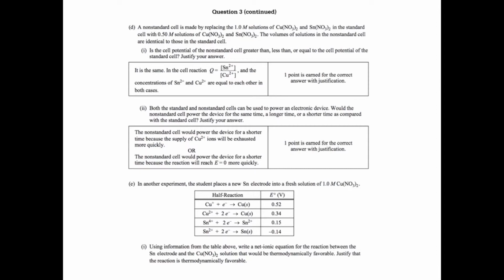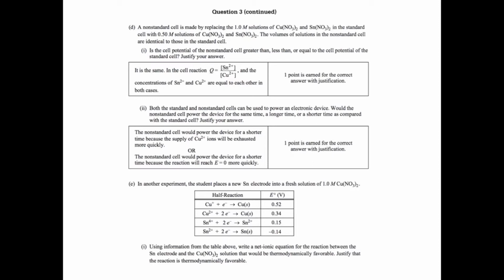Okay. Well, if you decrease the concentration of both tin ions and copper ions, your Q is going to stay the same because you're decreasing the concentration of product and reactant at the same time. So even though their concentrations decrease, since they are equal to each other, your Q doesn't change, and therefore the cell potential is going to stay the same. So you get 1 point for the correct answer with justification.